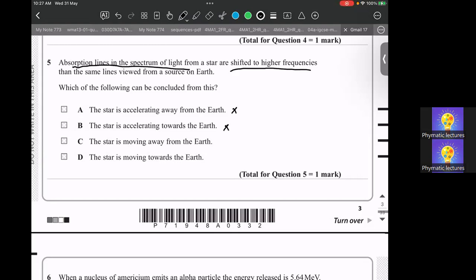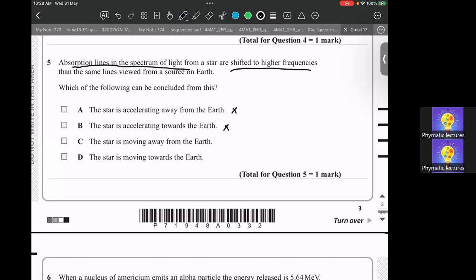If it is moving away from the earth, the apparent shift is to the lower frequency. And if it is moving towards the earth, the frequency is higher according to the concept of the Doppler effect, because the compression is happening.